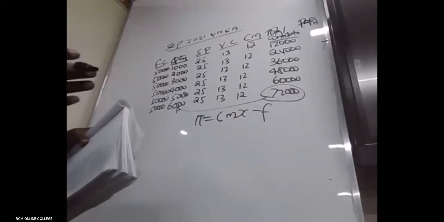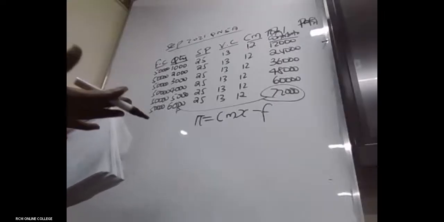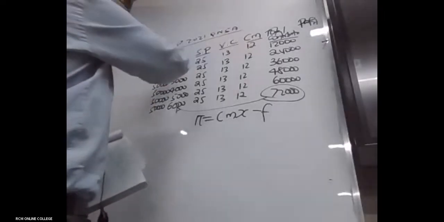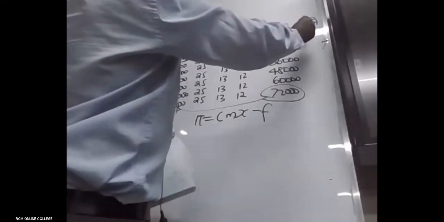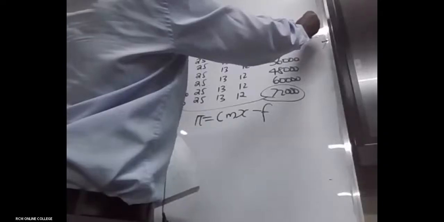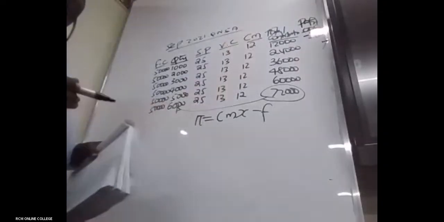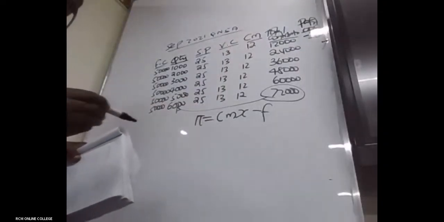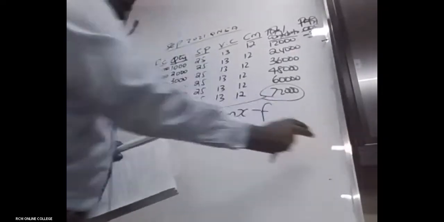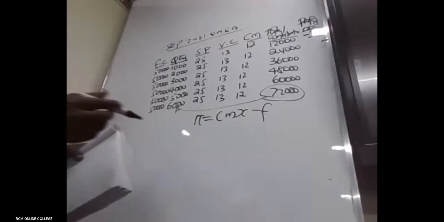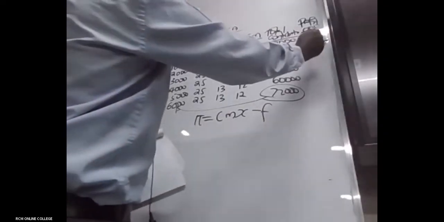Like the first one is 12,000 minus 50,000, which gave you guys what figure? Negative 38,000, isn't it? All right. That is the first profit. How about the second one? Negative 26,000.